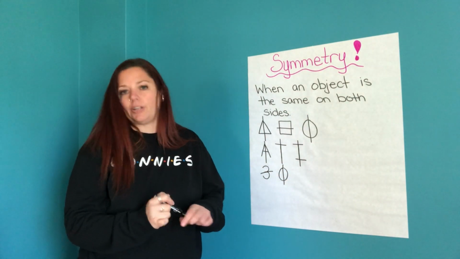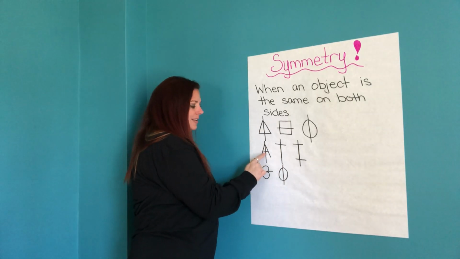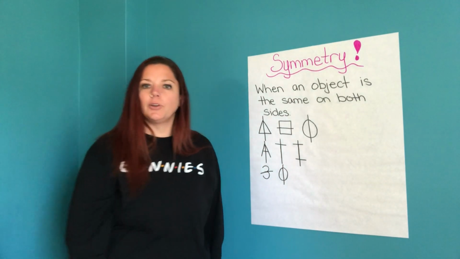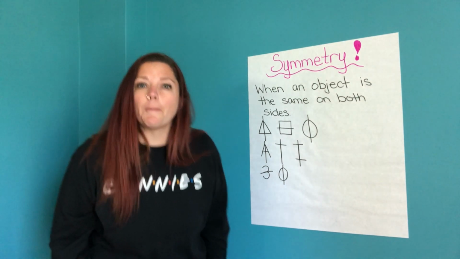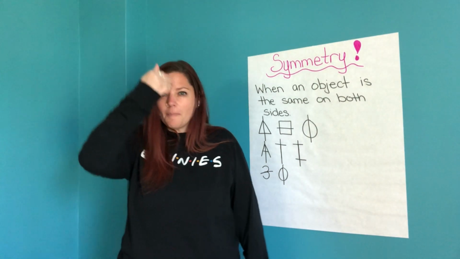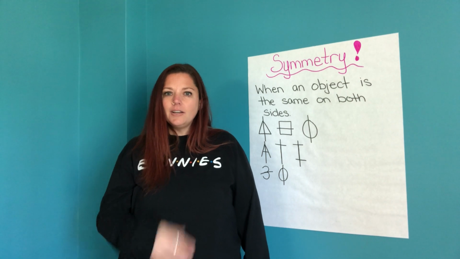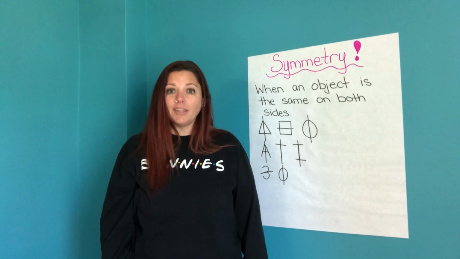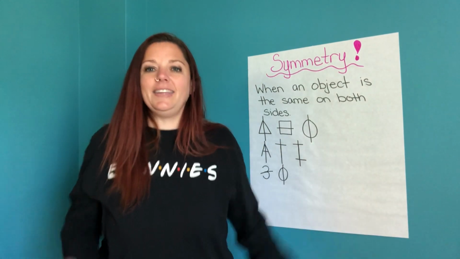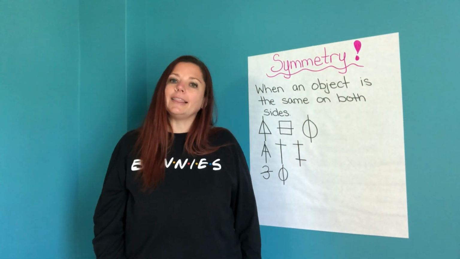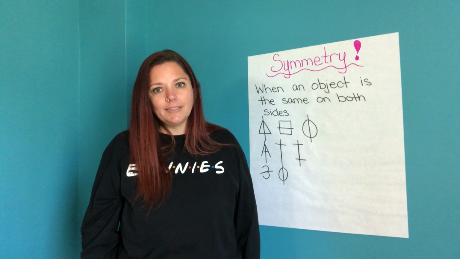But guess what else has symmetry besides shapes, letters, and numbers? Do you know anything? What about people? If you cut Mrs. Deibler right down the middle, are my eyes the same? Yes. Are my ears the same? Yes. Did you know that insects have symmetry too, like ladybugs and butterflies?